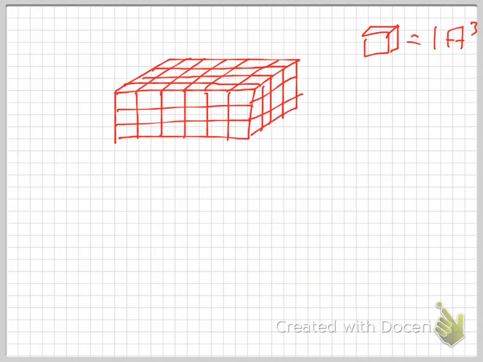What do I need to know? Tell me what I need to know. The base. Ellie, what do I need to know? What are the dimensions of the base? 6 and 4. That means at the bottom, even though I didn't show you the back, can you envision it? So it's 6 times 4, so the base is 24. There's actually 24 cubic feet on the base. Do you see what I'm talking about?